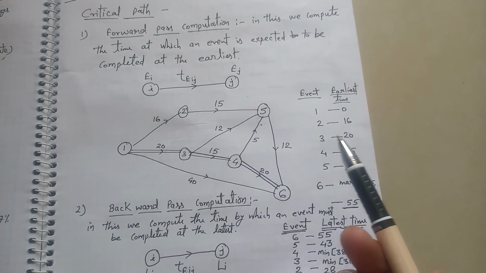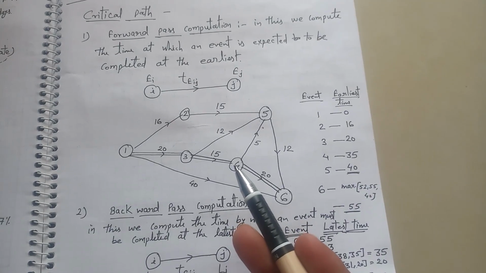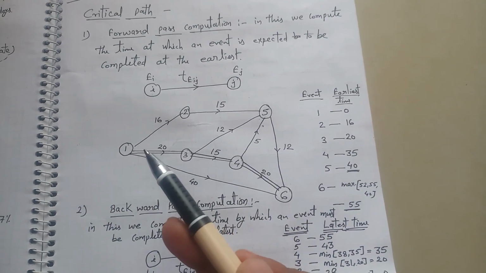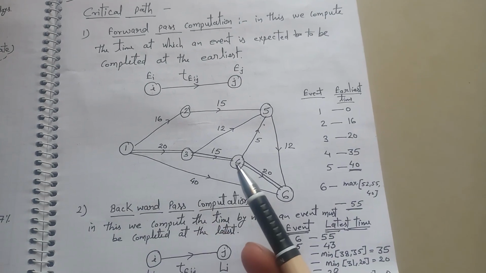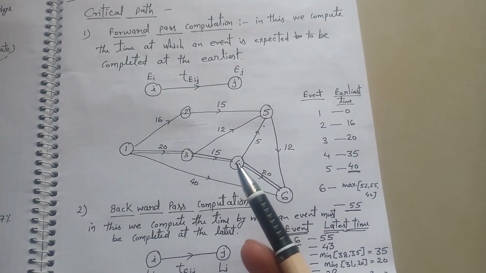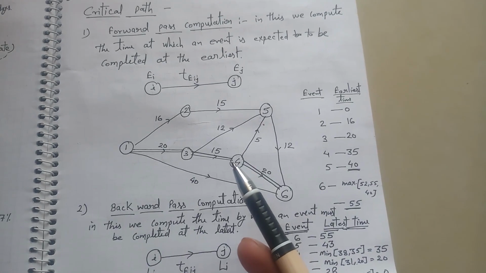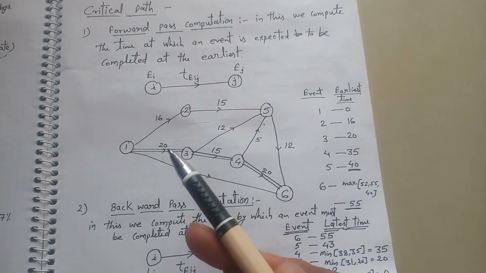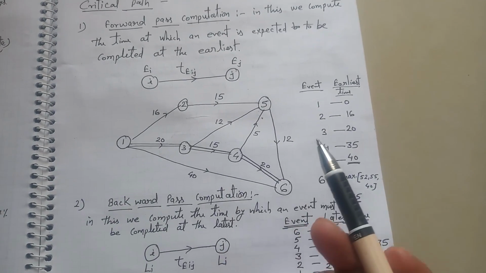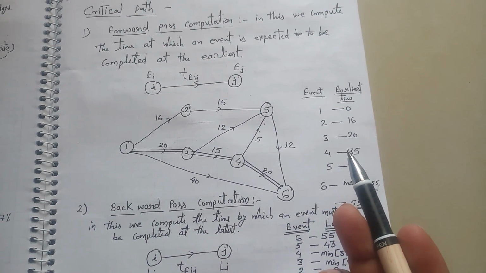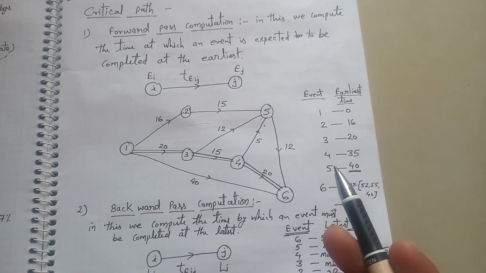But for event 2, the maximum time, or you can say expected time, is 16 weeks. So the earliest time for event 2 is 16. Next, for event 3, the expected time is 20 weeks. So the earliest expected time is 20. For event 4, you can see we have to come from 1 to 3, then 3 to 4. It means event 4 takes 35. How? 20 plus 15. It means 35 weeks or minutes or seconds, whatever. Now next one is the fifth event.